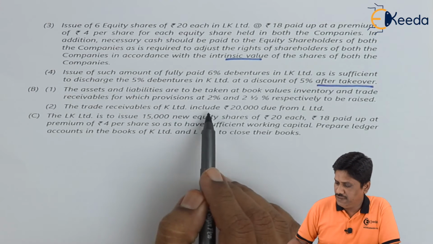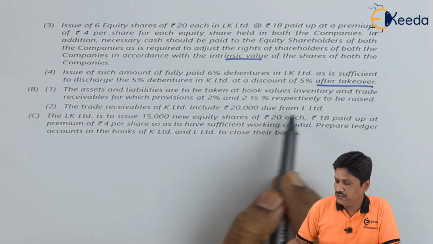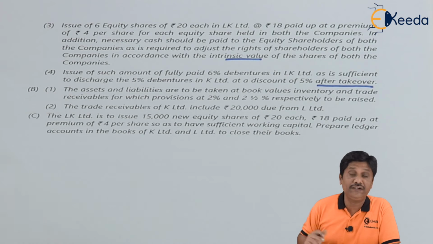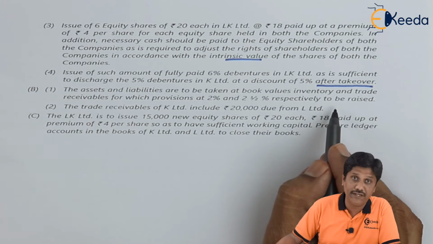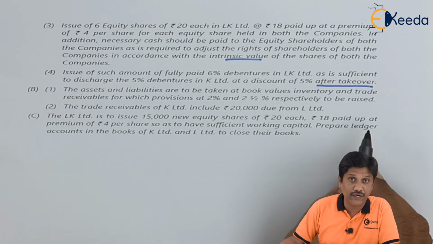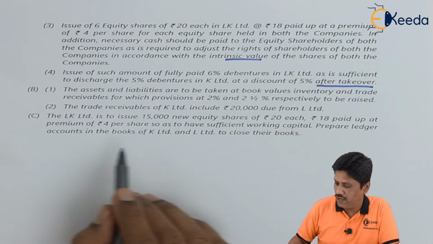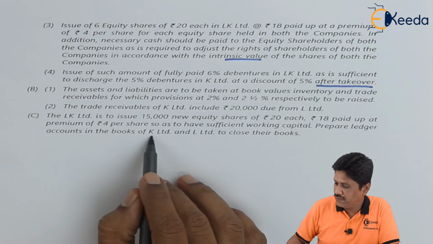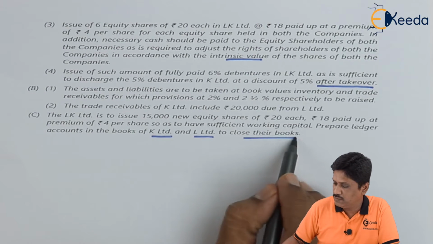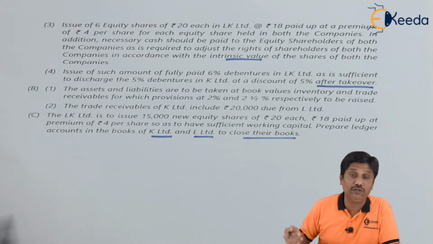Trade receivables of K Limited include rupees 20,000 due from L Limited. These are the inter-firm dues, inter-company dues. These dues will be cancelled after takeover. Once again, we have nothing to write about this, because they have asked you to prepare ledger accounts in the books of K Limited and L Limited to close their books. So whatever entries relate to the purchasing company are not relevant for us.